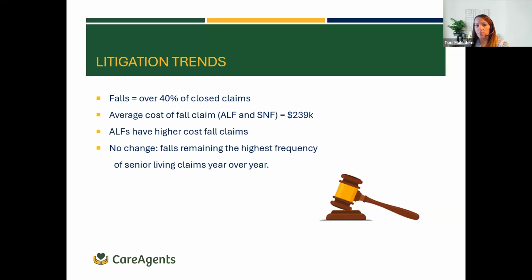So I'll share with you a little bit about some litigation trends in senior living. Many of you may be aware, but falls make up over 40% of most closed claims in senior living. So that's looking at assisted living as well as skilled care. And according to the most recent CNA Aging Services report, the average cost of a fall claim was about $239,000. The same study found that assisted living communities actually experienced more falls at a higher cost. Next slide.